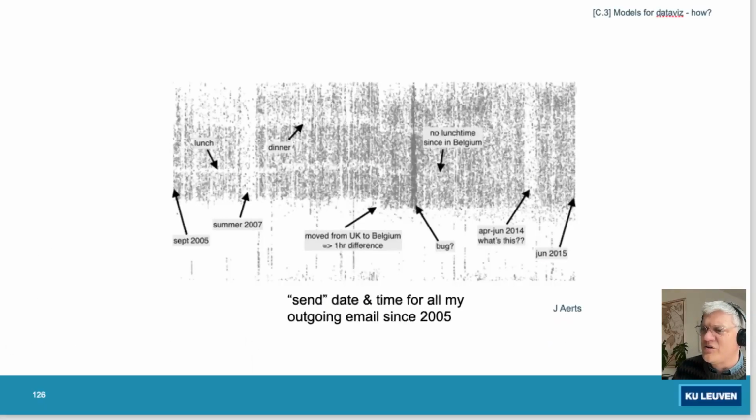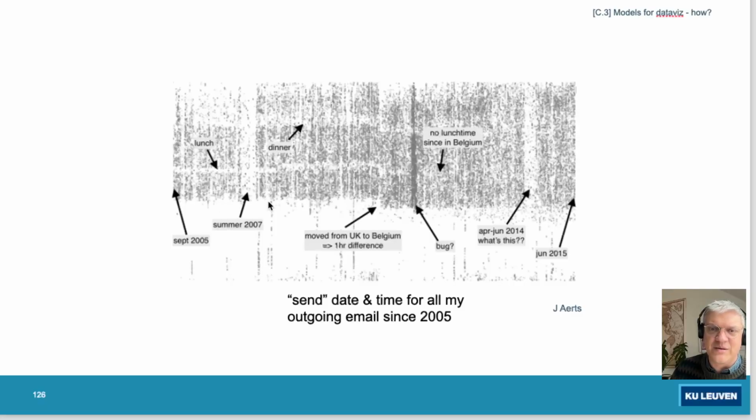Something else, another example is actually from my own data. This is my email from 2005 to 2015. And this basically shows going from left to right, there's different days. And going from bottom to top, that's from midnight to the morning, noon, evening, and midnight, okay? And each dot is the moment that I sent an email. So yes, you see here, I get up at a certain point in time and I start working, right?